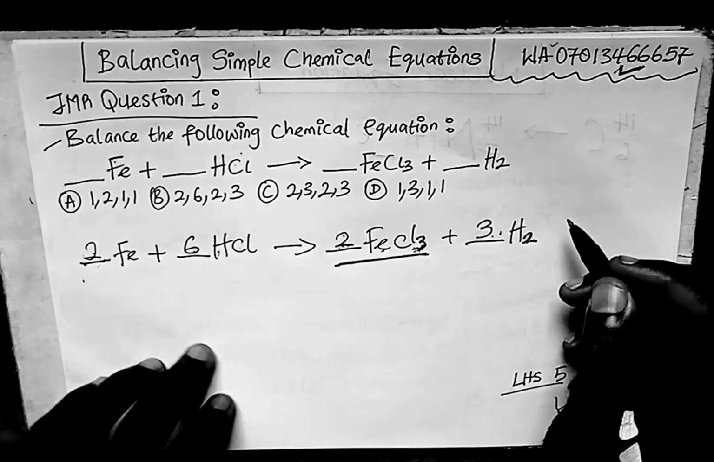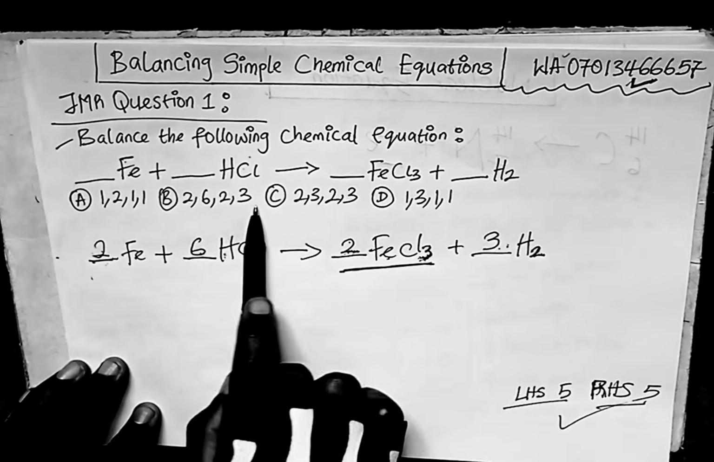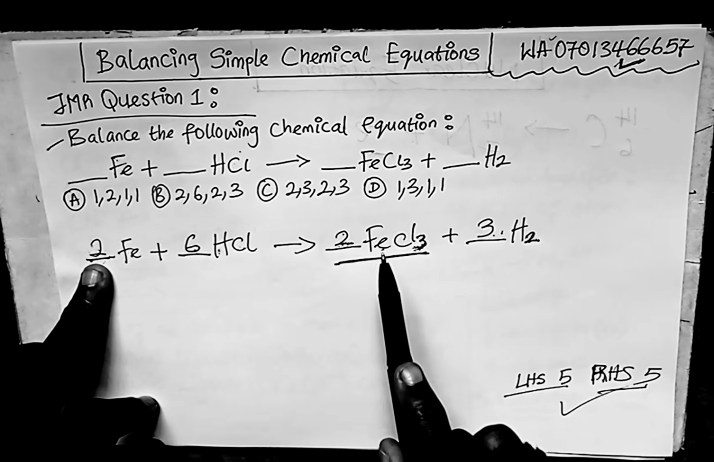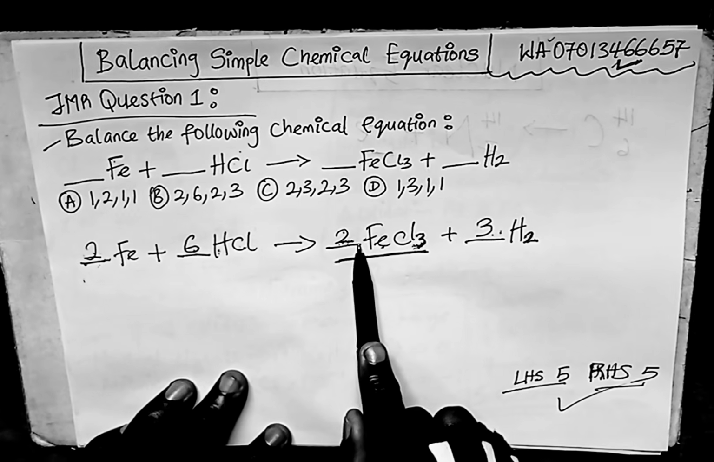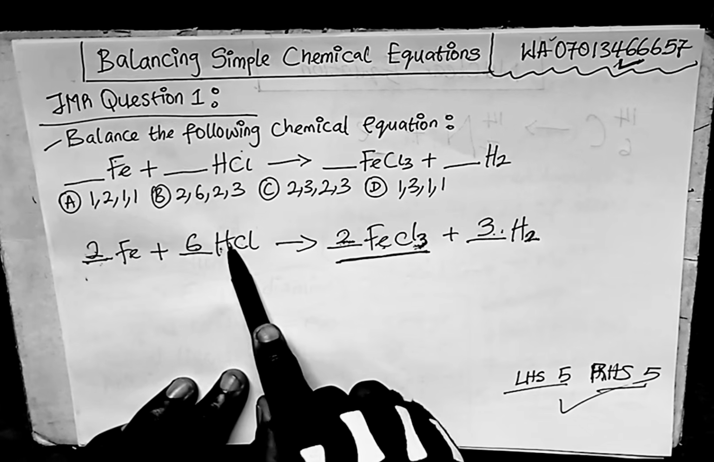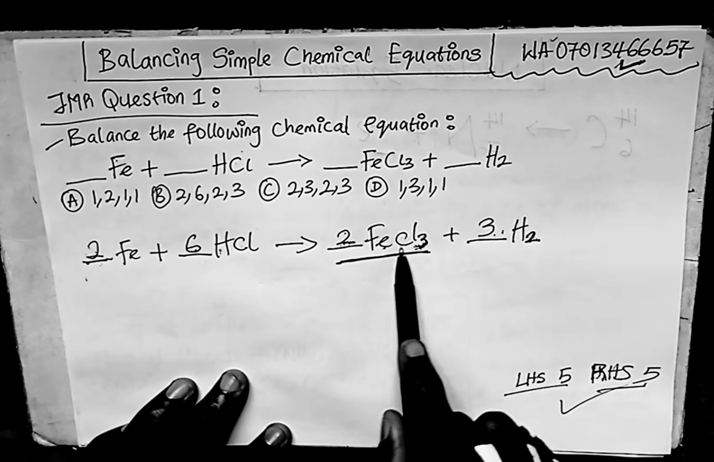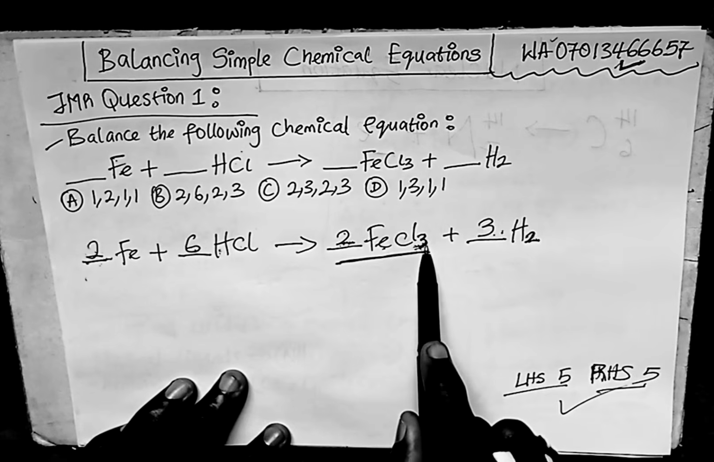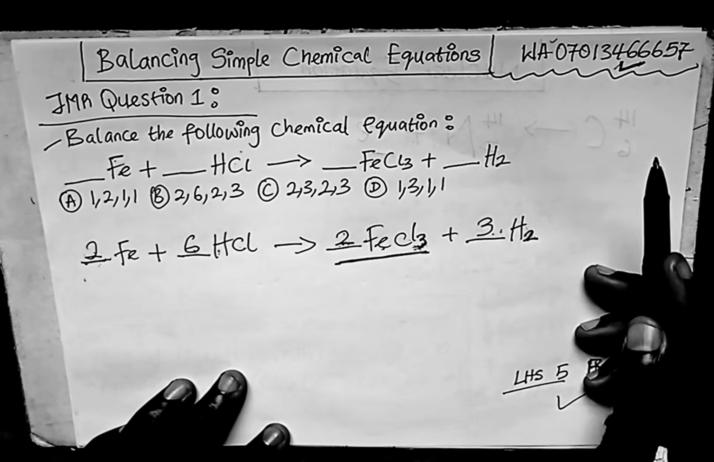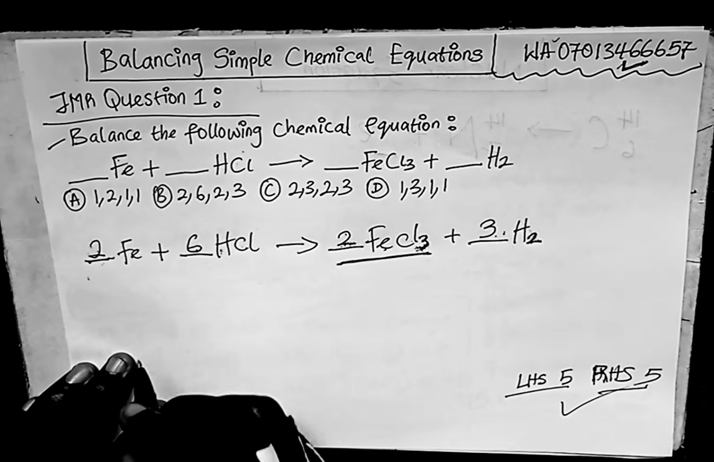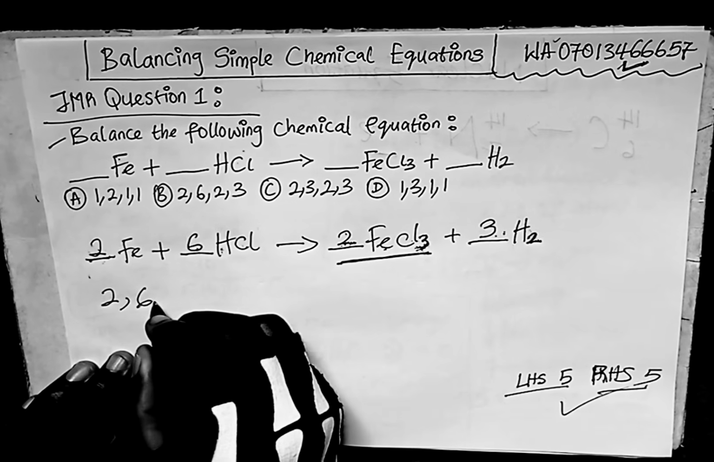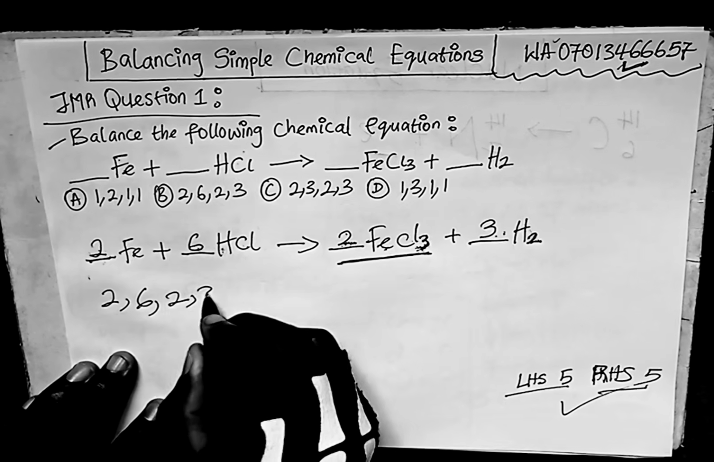Easy as ABCD. So on the left side of the equation, we have 2 moles of iron, and on the right side, we also have the same 2 moles of iron. On the left side, we have 6 moles of hydrogen and 6 moles of chlorine. On the right side, we have 6 moles of chlorine, 2 times 3, and also 6 moles of hydrogen. So among the options, pick the correct option. Let's write out the ratio: 2, the missing number, 6, 2, 3.